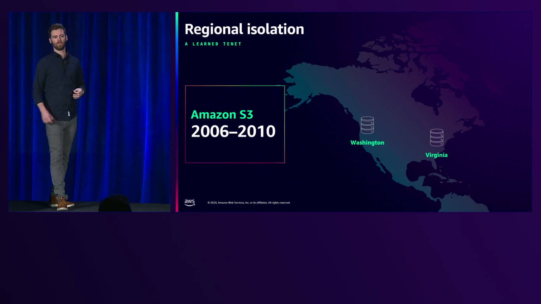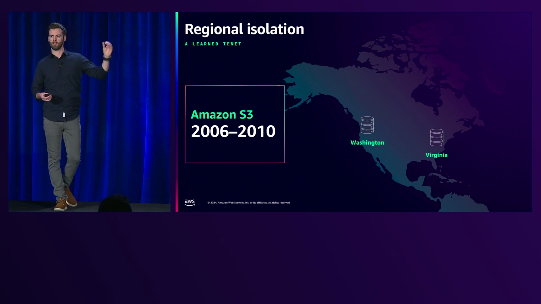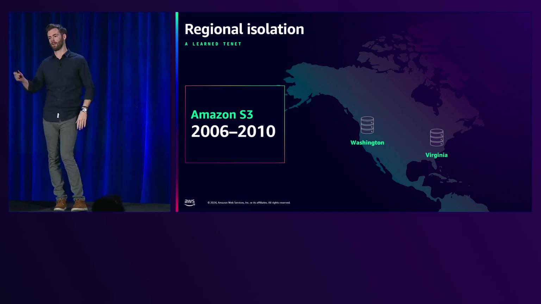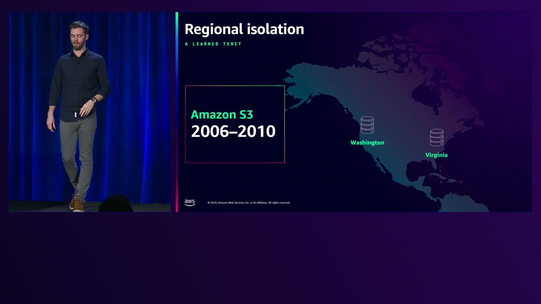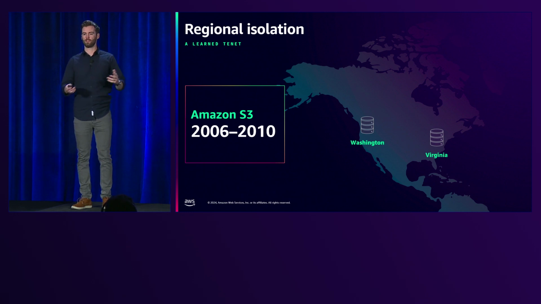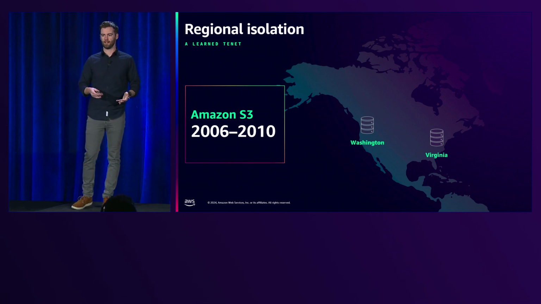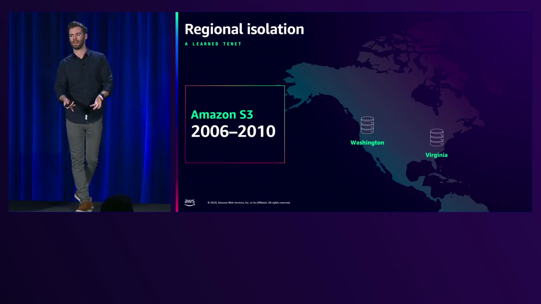And then secondly, if there were any issues with the internet at the time, the availability of that data could be impacted if you're trying to retrieve it in Washington, even though the bytes are stored in Virginia. So that's really when we started pivoting to regional isolation. At the time as well, EC2 was gaining momentum, and for performance reasons, you always want to access your storage locally.